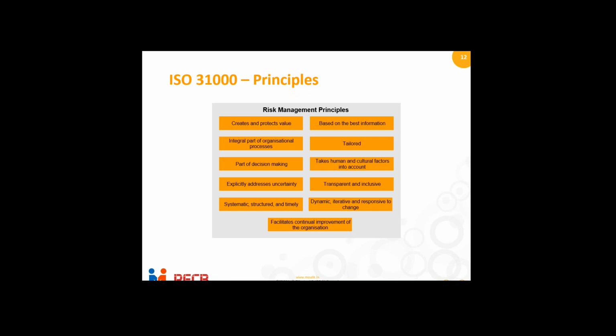Next principle talks about risk management takes human and cultural factors into account. It recognizes the capabilities, perception, and interaction of external and internal people that can facilitate or hinder achievement of the organization's objectives. So it takes care of the cultural issues as well, which can be there in the organization.